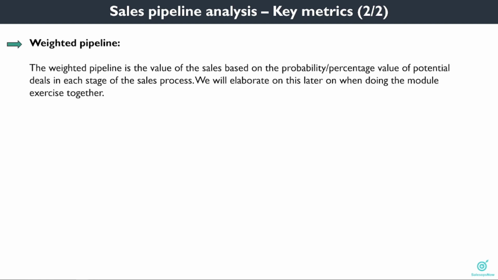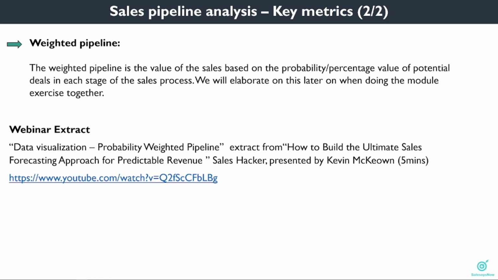Weighted pipeline. The weighted pipeline is the value of opportunities based on the probability/percentage value of potential deals in each stage of the sales process. For an interesting opinion on weighted pipeline and how it relates to sales forecasting, let us watch an extract from one of Sales Hacker's webinar presented by Kevin McCone.